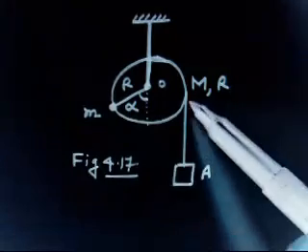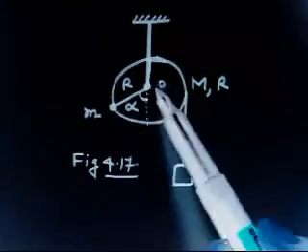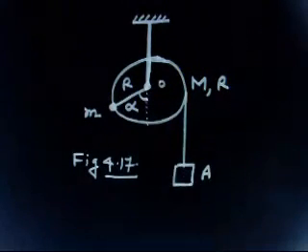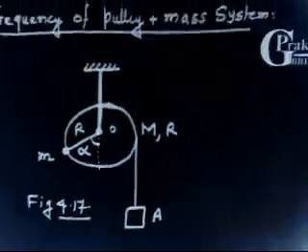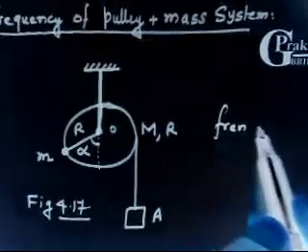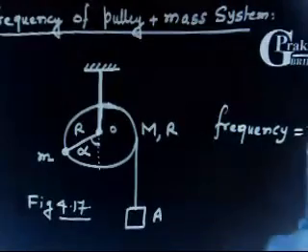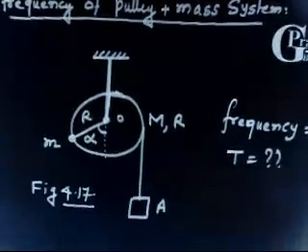You see what will happen. This mass will try to rotate this side and this mass will try to rotate this side. So there will be an angle alpha at which the system will be in equilibrium, that is at rest. Find the frequency of small oscillation of this arrangement. So we have to find the frequency. This means I have to find the time period. If I know the time period, I can find the frequency.